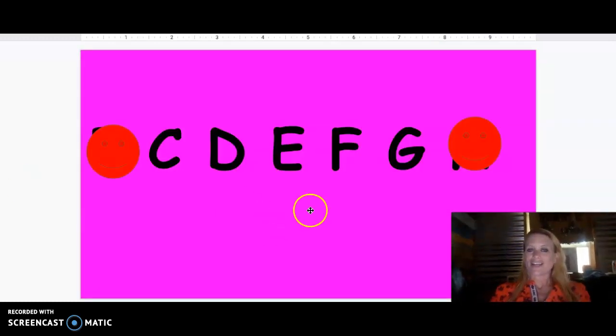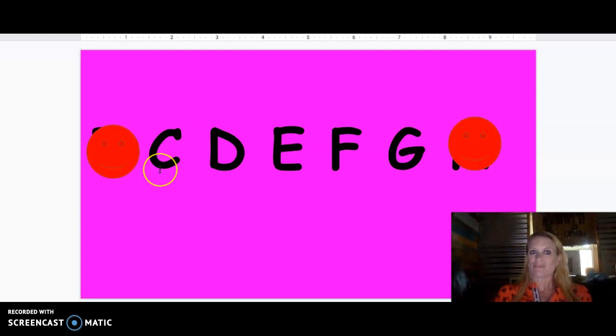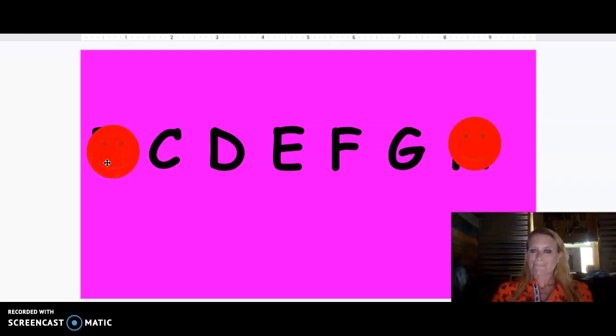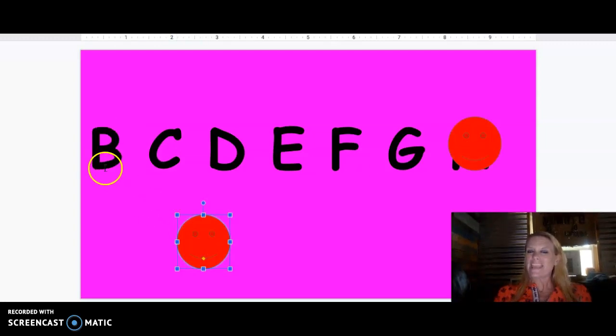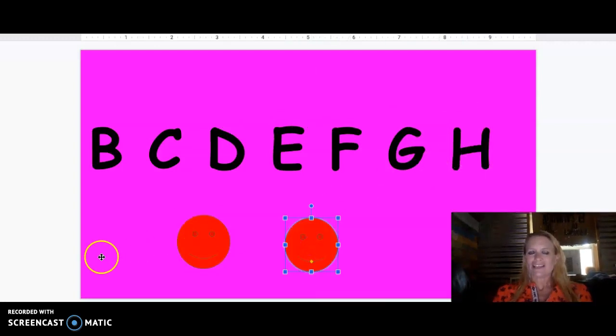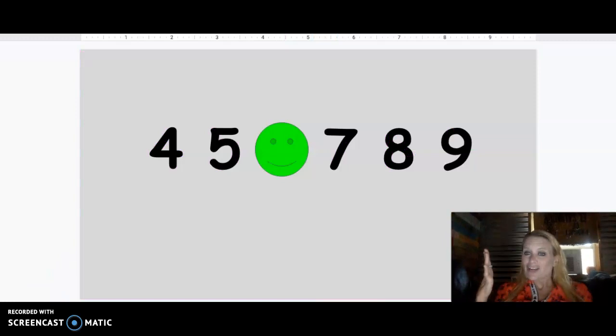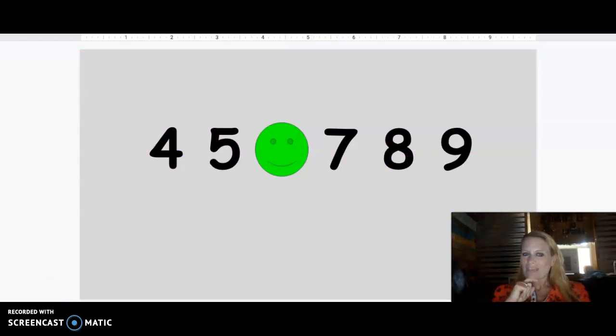All right, what letters are hidden here? What comes before C in our alphabet? Okay, and then what would this one be? What comes after G? Let's see if you're right. It is a B. And what letter comes after G? B, C, D, E, F, G, H. Good job.